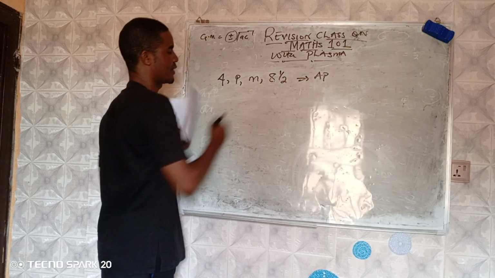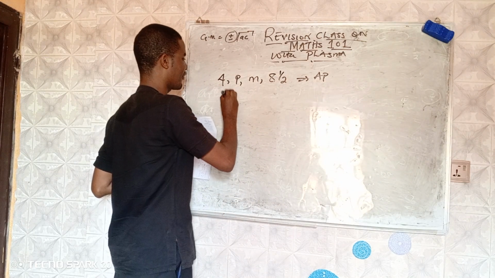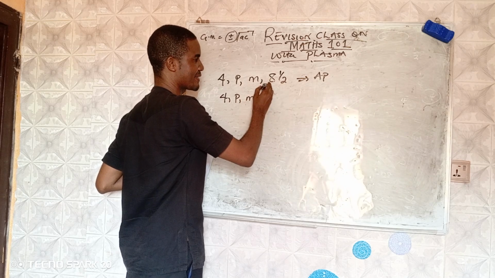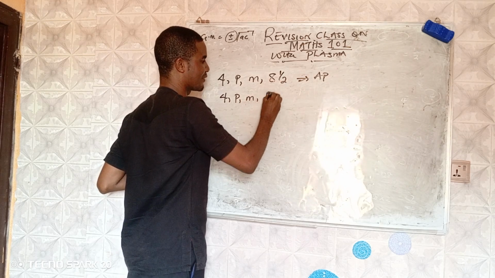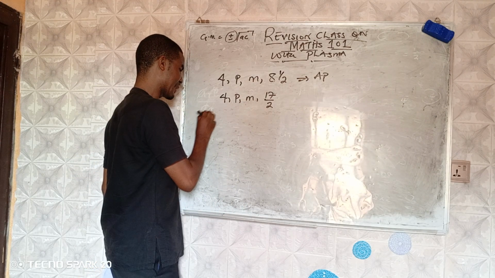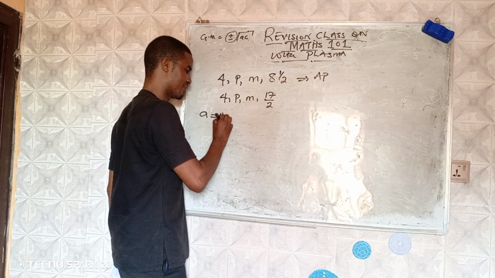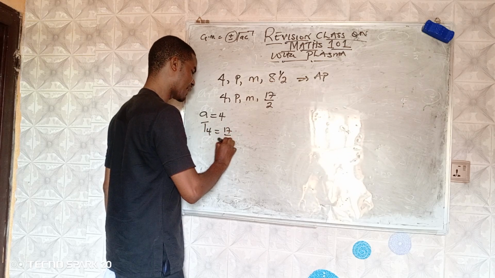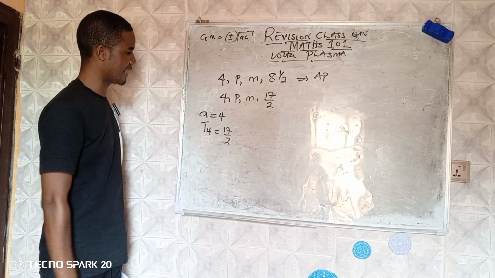So let me first of all keep this very well. So I have 4, P, M, 2 times 8 is 16, 16 plus 1 is 17 over 2. Now, in this case, the information here: my A is 4, and my T4 is 17 over 2. Those are the two pieces of information I have here.